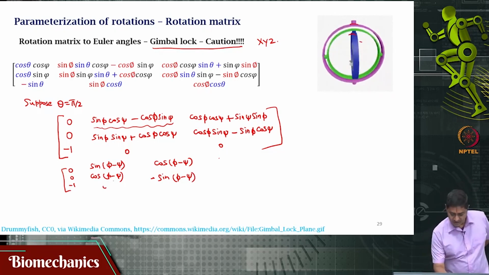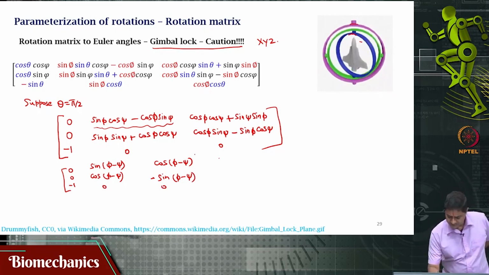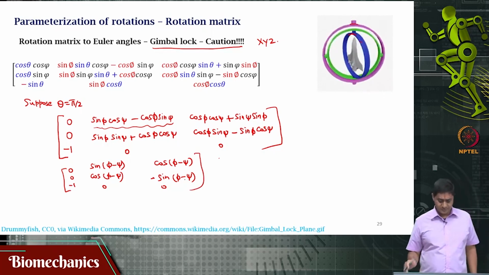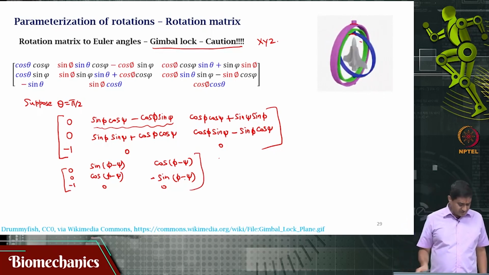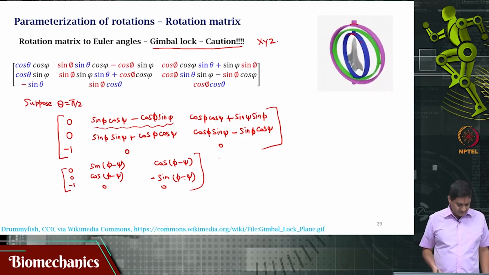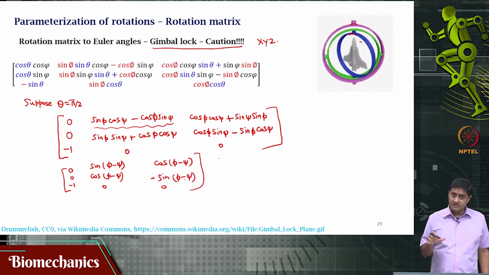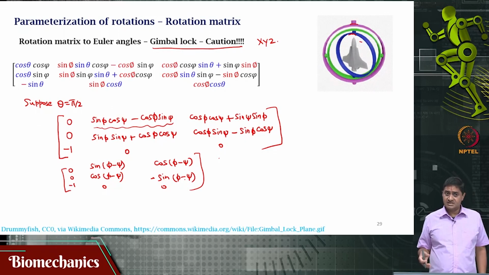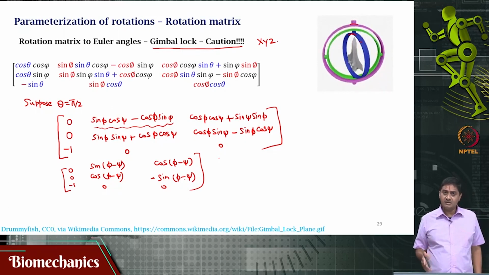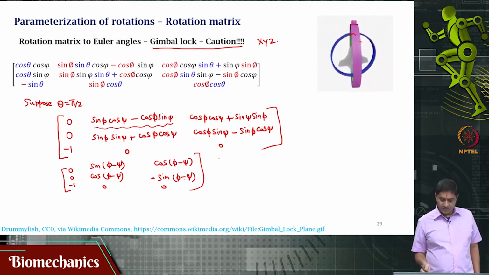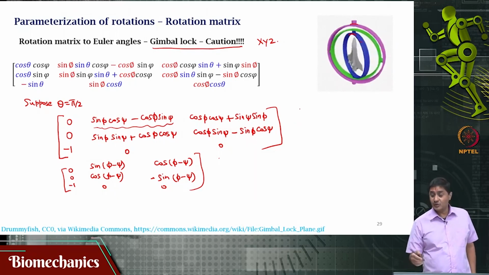Then the next two elements are already 0, because cos theta is 0. What this tells me is that now the description of this rotation is dependent only on two angles. What are these two angles? There is actually only 1 degree of freedom.